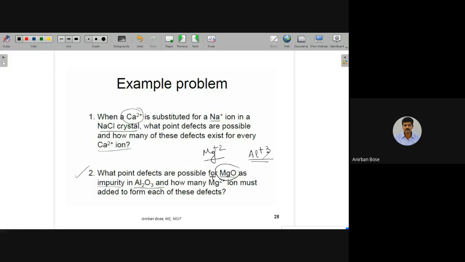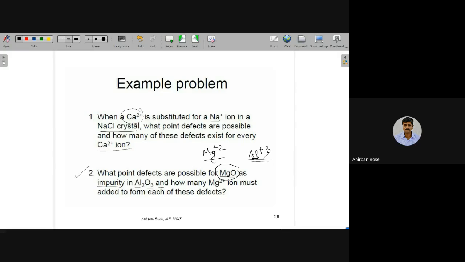So definitely now the situation is you are substituting one of the ions with a valency less than this value. If it is less than this value, then definitely the kind of defects that you can expect is anion vacancy. Okay, you can expect anion vacancy will be there, or it can be cation interstitial.